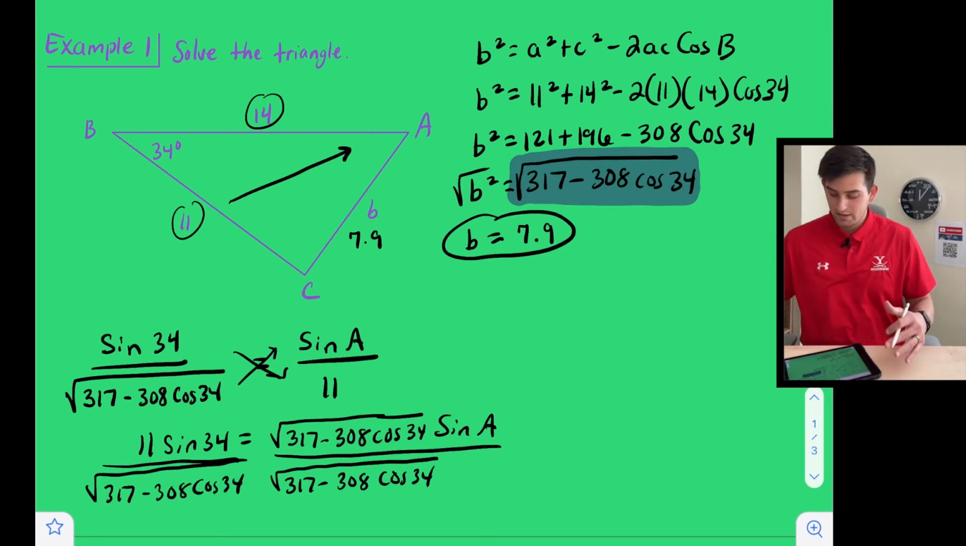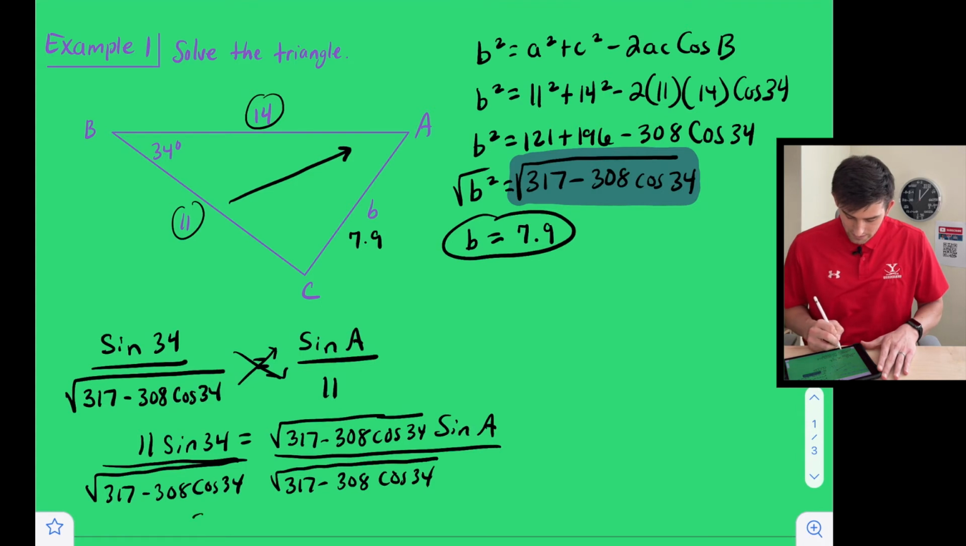Now in my calculator, I'm going to do 11 sine 34, and I'm going to hit enter. Now I have 6.15 and some change. I'm going to hit divide now, and do second square root, 317 minus 308 cosine of 34, and I hit enter. So now this tells me that sine of A is equal to 0.78.